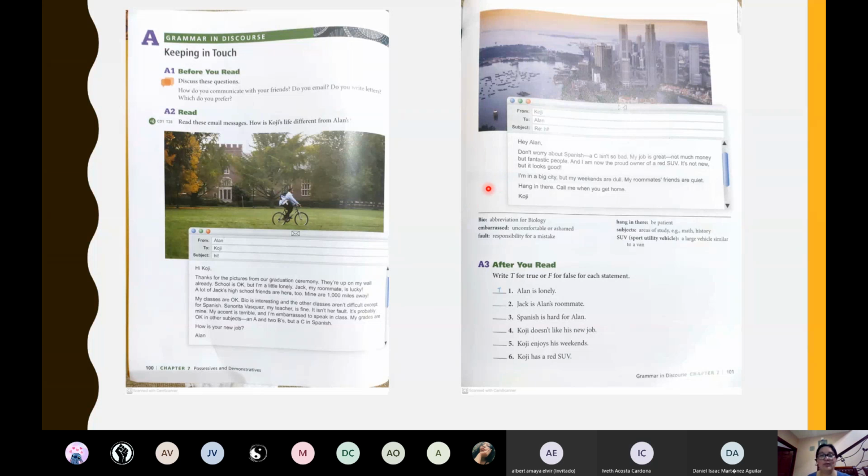Okay, so here we have two friends that are communicating by using emails. Here we have the vocabulary words. So the first vocabulary word is bio. And what is bio? Bio is an abbreviation for biology. Okay, so who is receiving biology class? Alan or Koji? Alan is this one, and Koji is this one. Sorry. Alan is receiving biology class.